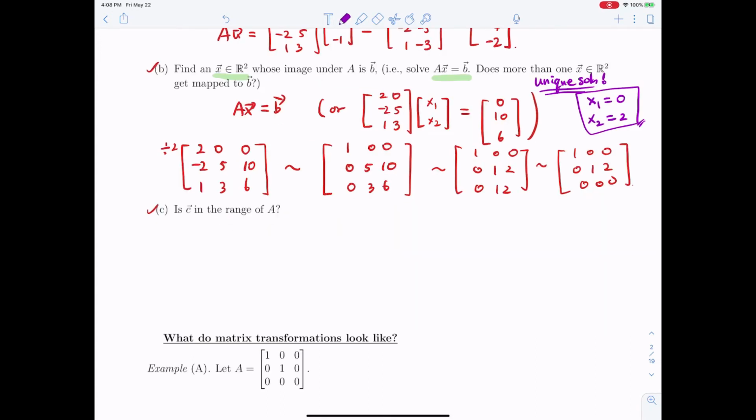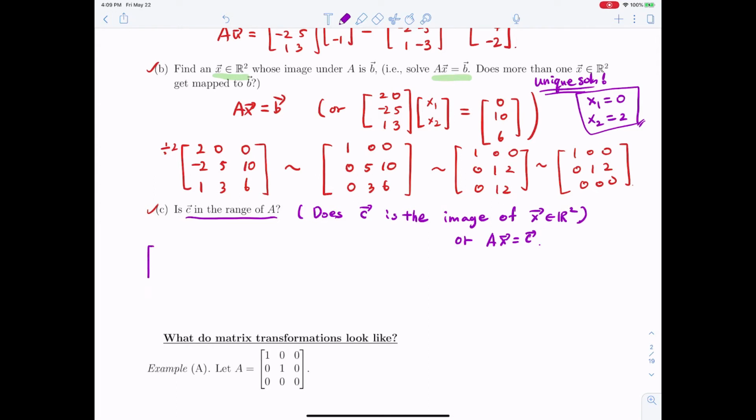And for part C, we have to find whether C is inside the range of A. So this is equivalent to asking whether the given vector C is the image of some vector x in R2. Or in other words, we need to determine whether we can find x such that Ax equals the vector C. Again, to solve for x, we want to use the augmented matrix technique.